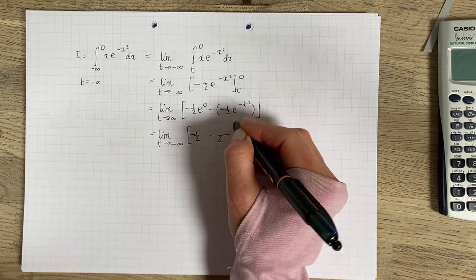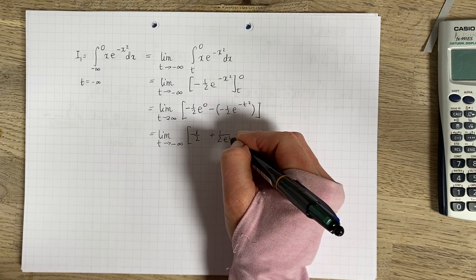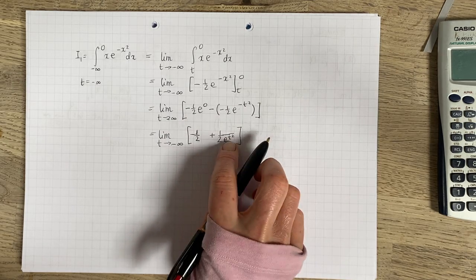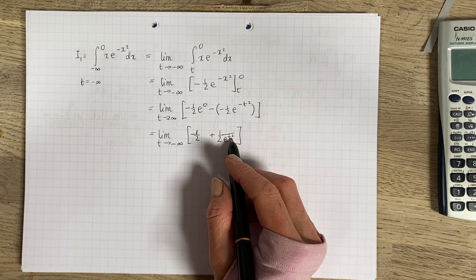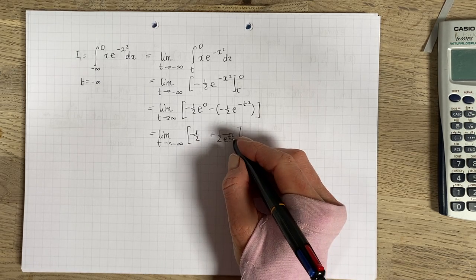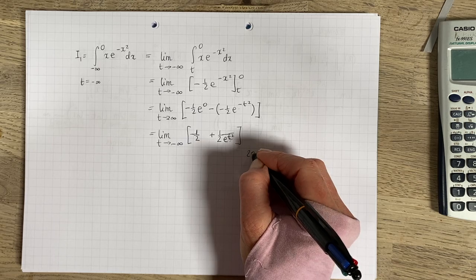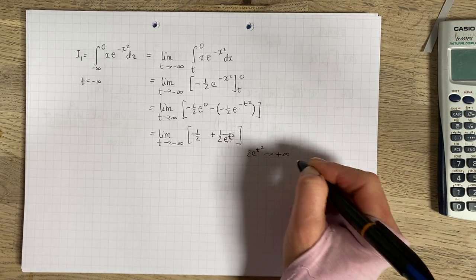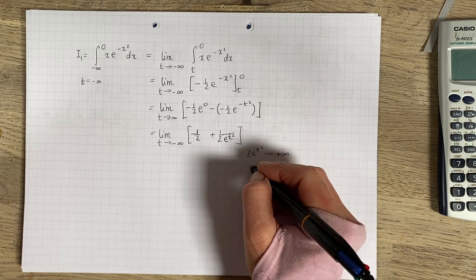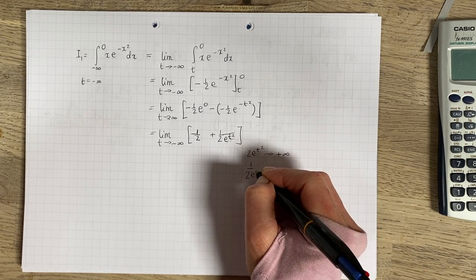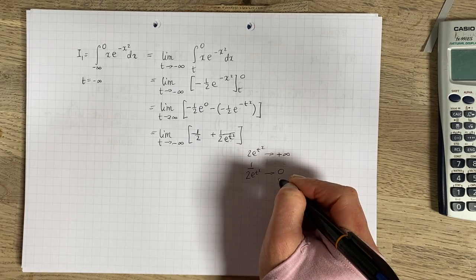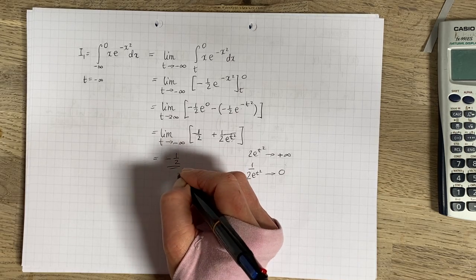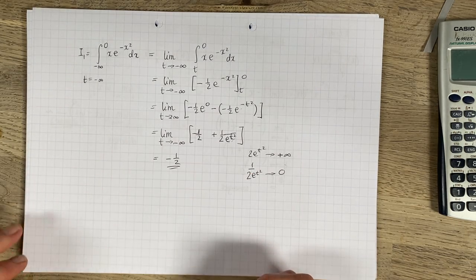Now let me pop this into the denominator just so you could see that when you substitute minus infinity, t squared will become plus infinity. So 2e to the power of t squared tends to plus infinity, a really large number. So if you do 1 over 2e to the power of t squared, that will tend to 0. So the answer is minus a half. So it converges. This I1 exists.